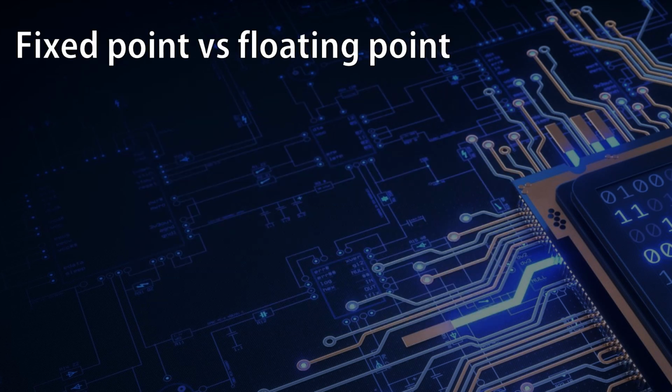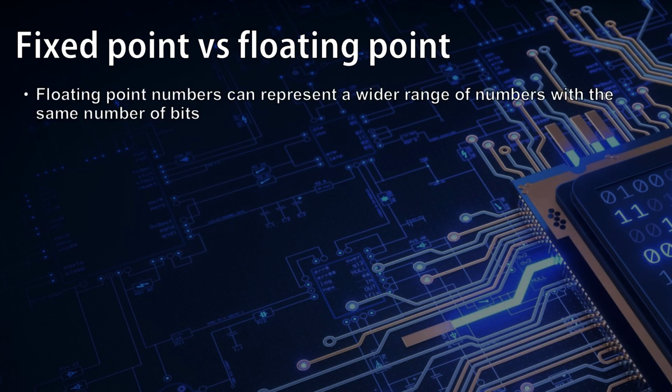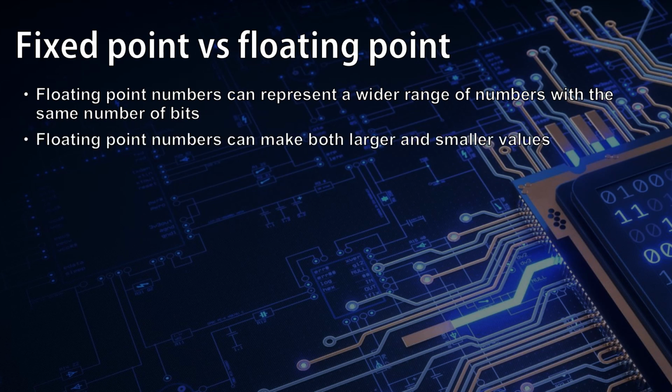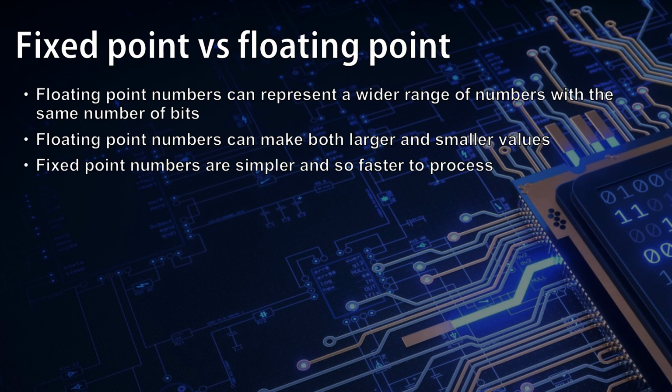When we compare fixed point and floating point numbers, we can see that floating point numbers can represent a wider range of numbers with the same number of bits. Floating point numbers can make both larger and very small values that cannot easily be made with fixed point. However, fixed point numbers are simpler to represent and so faster to process.